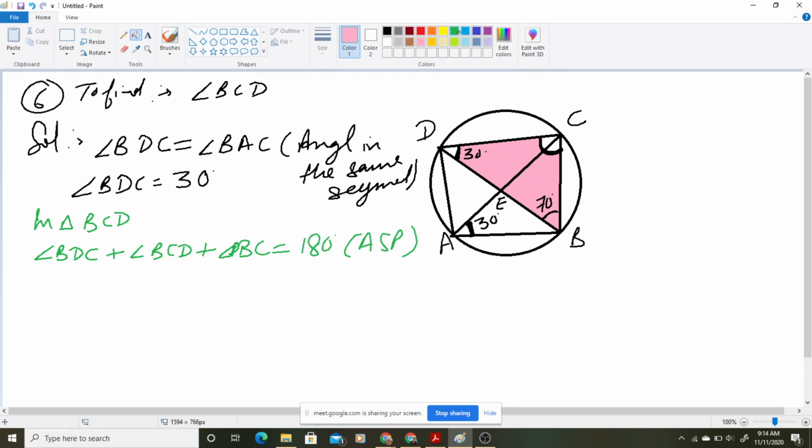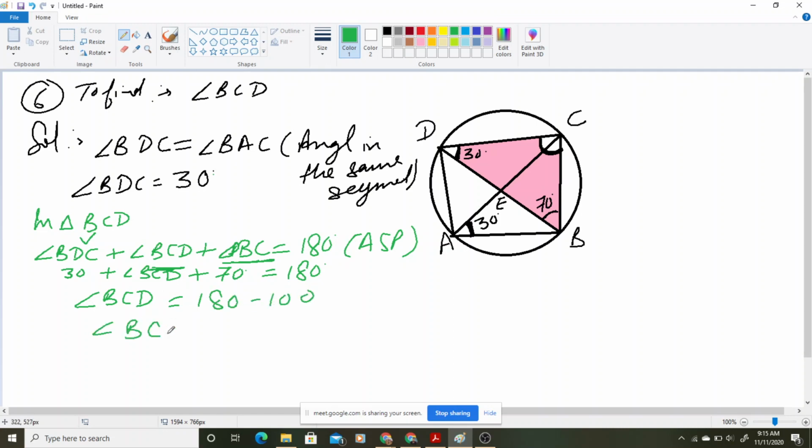So now how much am I getting? How much will angle BCD be? See, BDC is 30, plus angle BCD which we have to find out, plus angle DBC, which is 70, equals 180. So angle BCD will be 180 minus 100. So angle BCD is 80 degree. So this is the angle BCD we are getting, 80 degree.